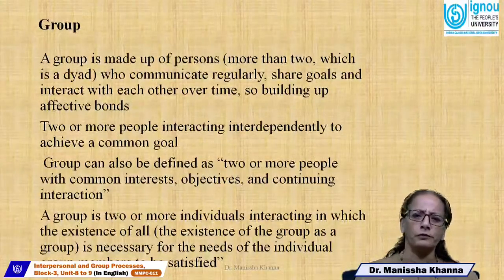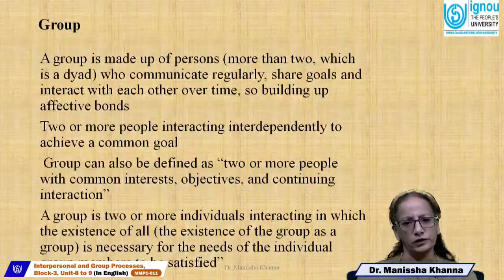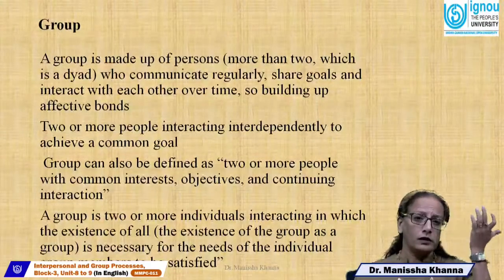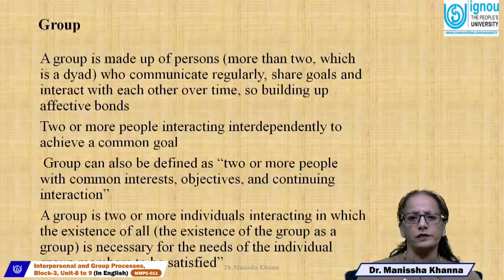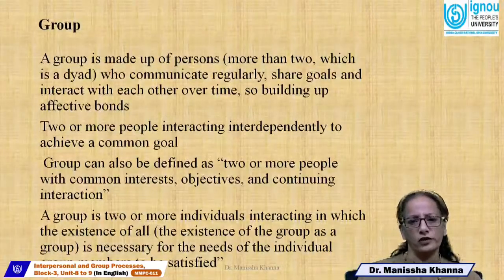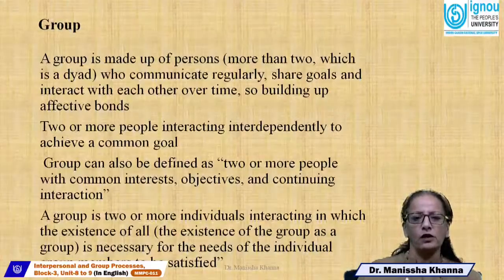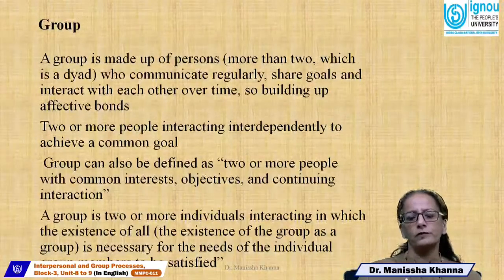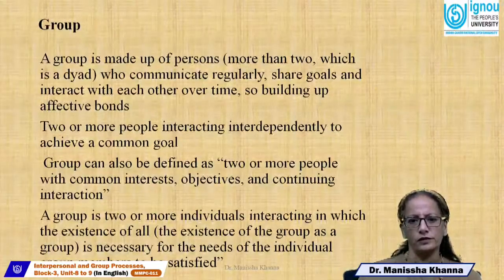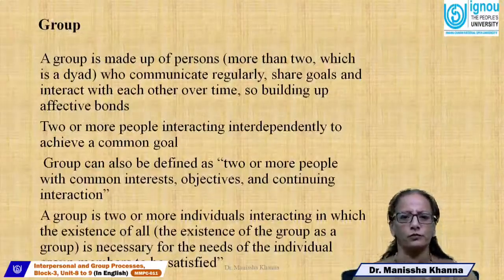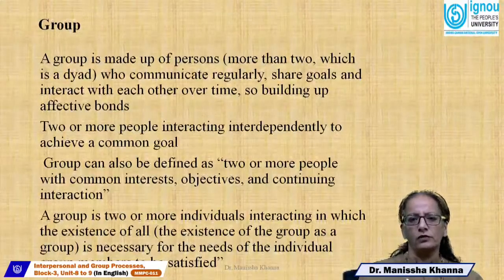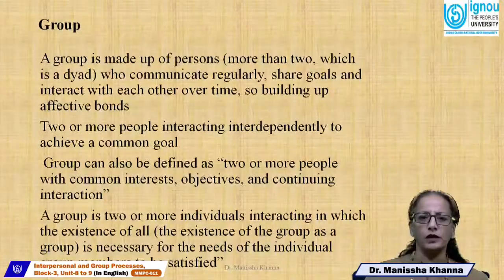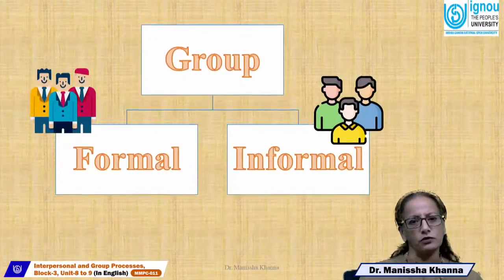Two or more people interacting interdependently to achieve a common goal. A group can also be defined as two or more people with common interests, objectives or continuing interactions. When two or more individuals interact, the existence of a group is necessary for the needs of individual group members to be satisfied. So that is the main concept of a group.